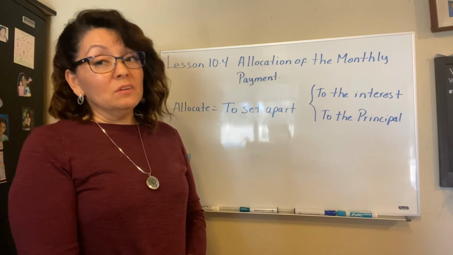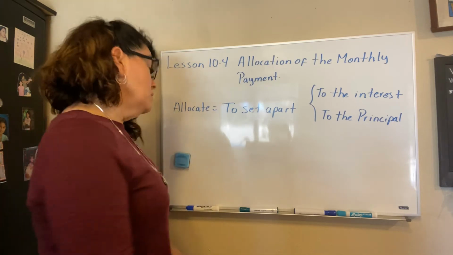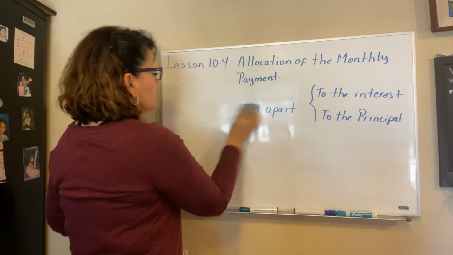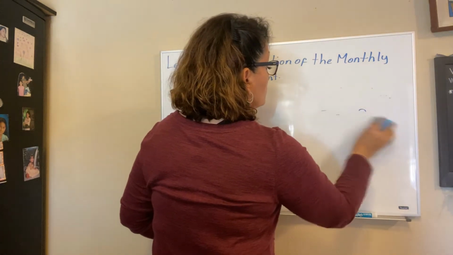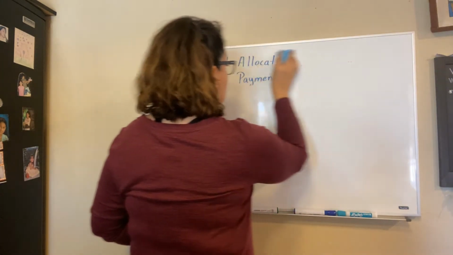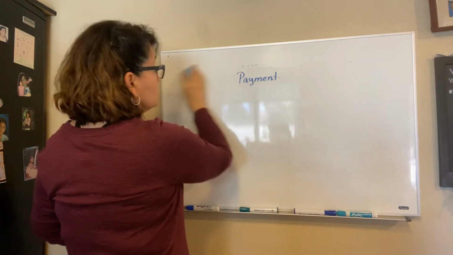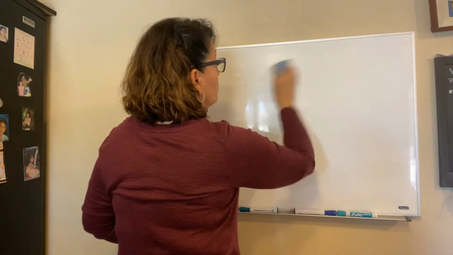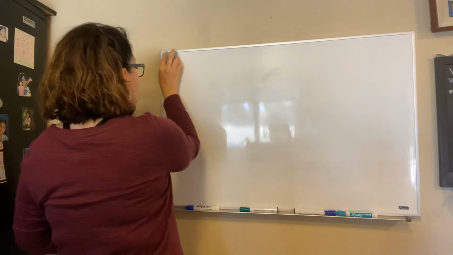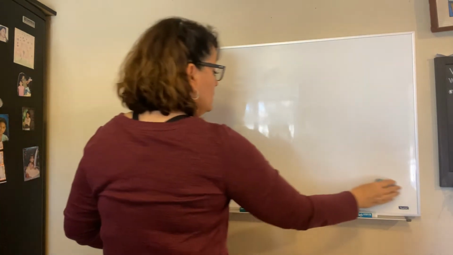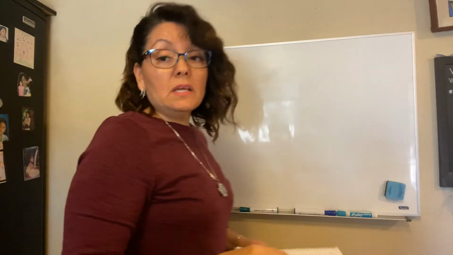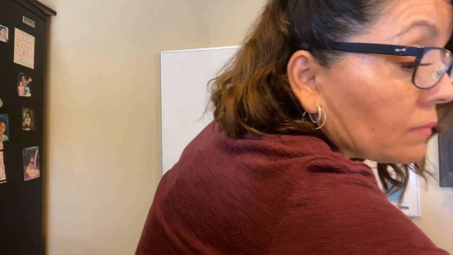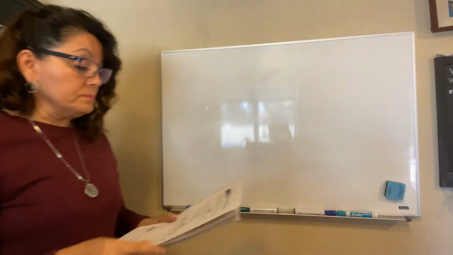So you need some tissues because we're going to start crying once you know what part of the monthly payment goes to the principal. Because it is going to be a tiny little part of the whole monthly payment that we make that goes to the principal.